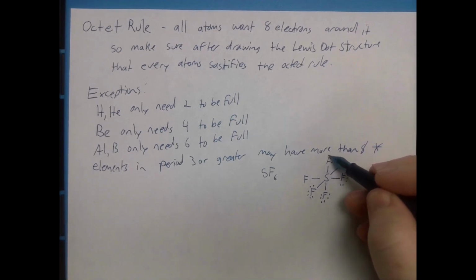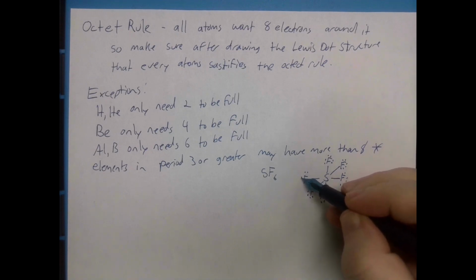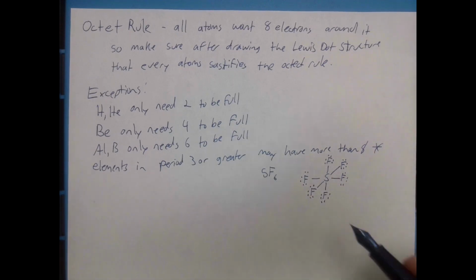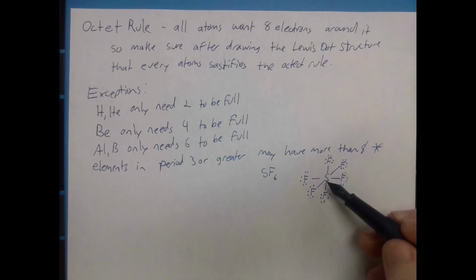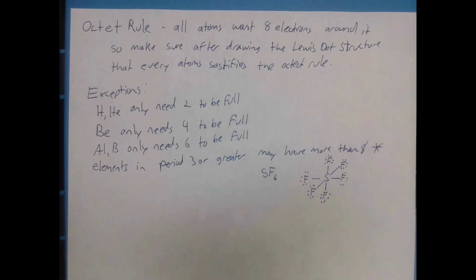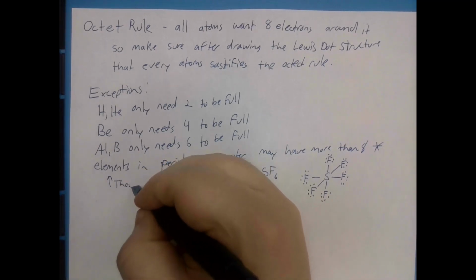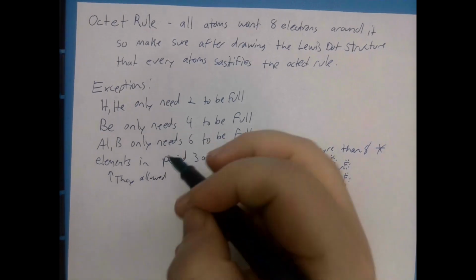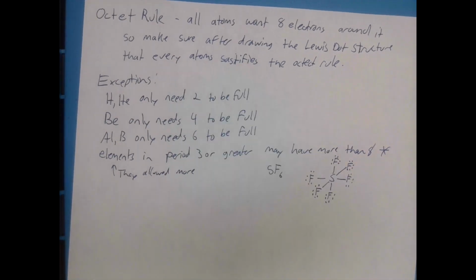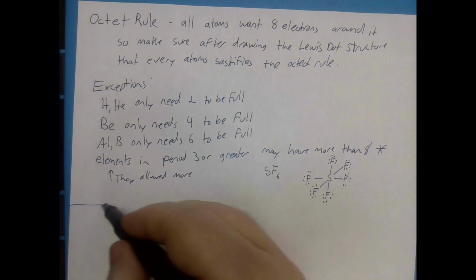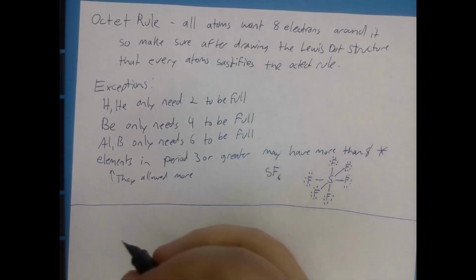Again, I'm not going to give you any real major exceptions like this. But because sulfur is in period 3, it's allowed, so they are allowed more. Normally they don't have more, but they are allowed in these specific circumstances to have more. So that's the octet rule.